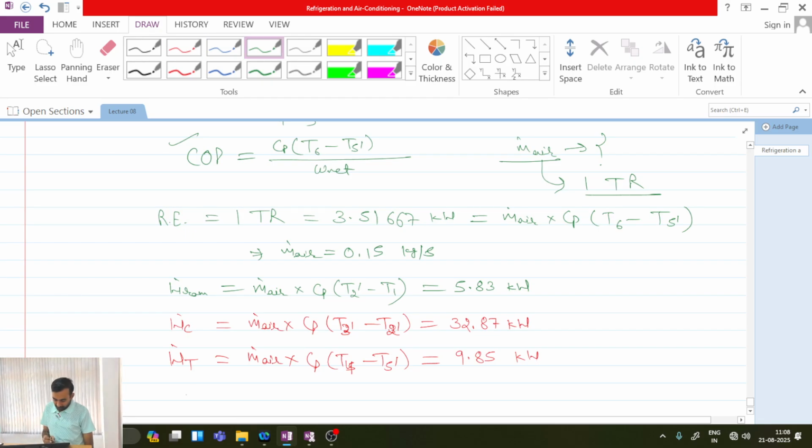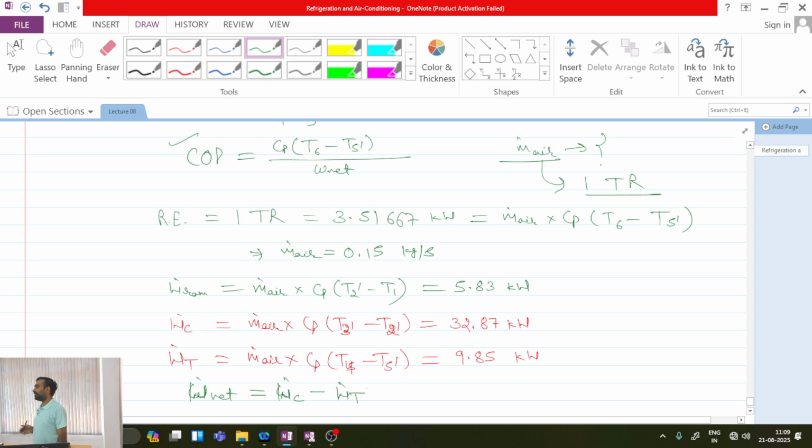Now, what I need to calculate? I need to calculate W dot net. How much will be W dot net? Please tell me. Compressor work will be a positive work. So, W dot C, which is work done on the system, and work done by the turbine is output we are getting. So, that output also we are utilizing. So, minus W dot T.